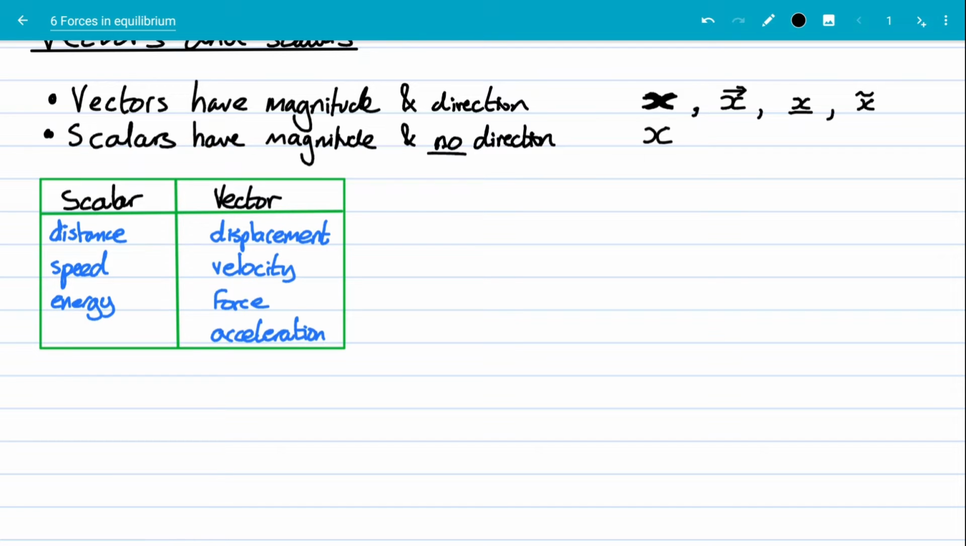We'll take force as the classic example. Forces acting in different directions, we still have to add the effects of those forces together. In GCSE physics, not GCSE double science, but GCSE physics, you may well have been doing graphical methods of adding force vectors together. And that's fine, that's very useful, but we need to be able to do it algebraically as well.